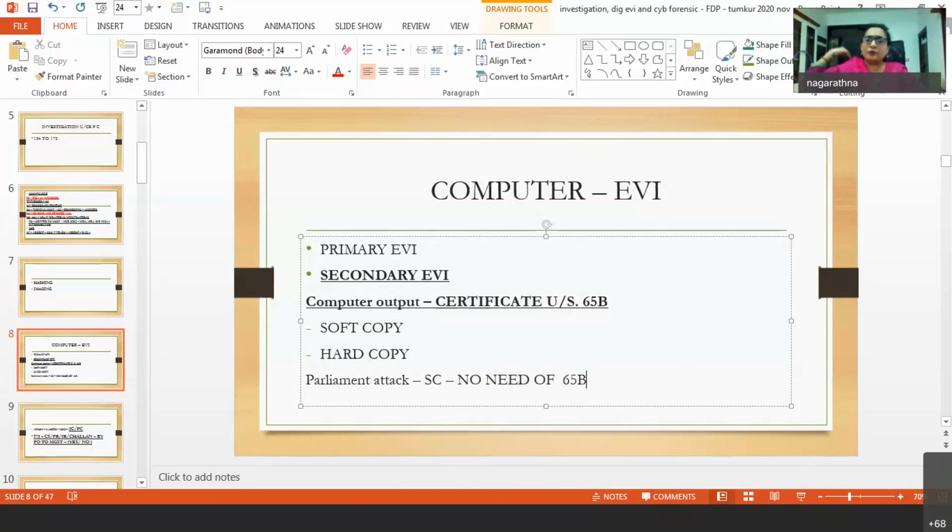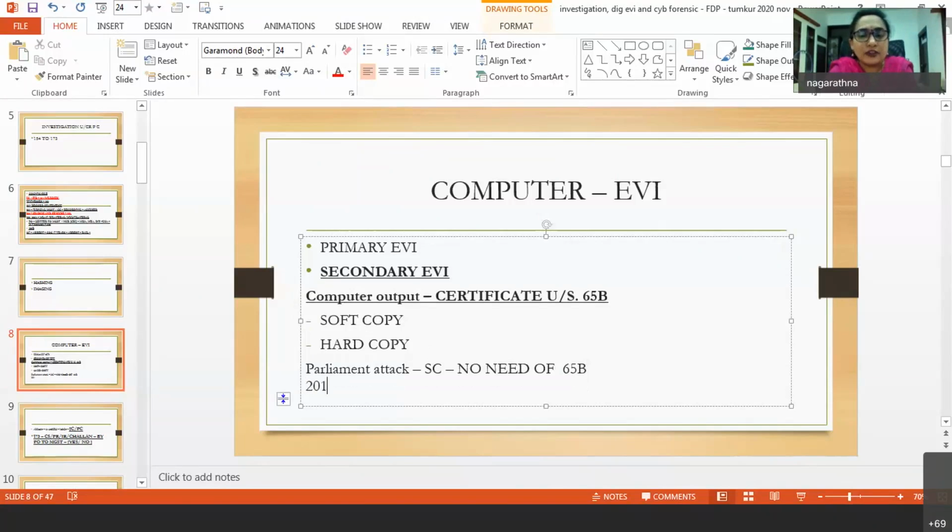I don't remember the date exactly, but at a particular point of time, the court said 65B is not mandatory. Now, in this case, there were BSNL officers who had given the CDR, but the police had not taken a 65B certificate. But to prove that these contents were given by them, the BSNL officers were called to the court and they certified that yes, we have given this CDR printout and all. Based on that, he was even convicted, right? So this is the Parliament Attack case.